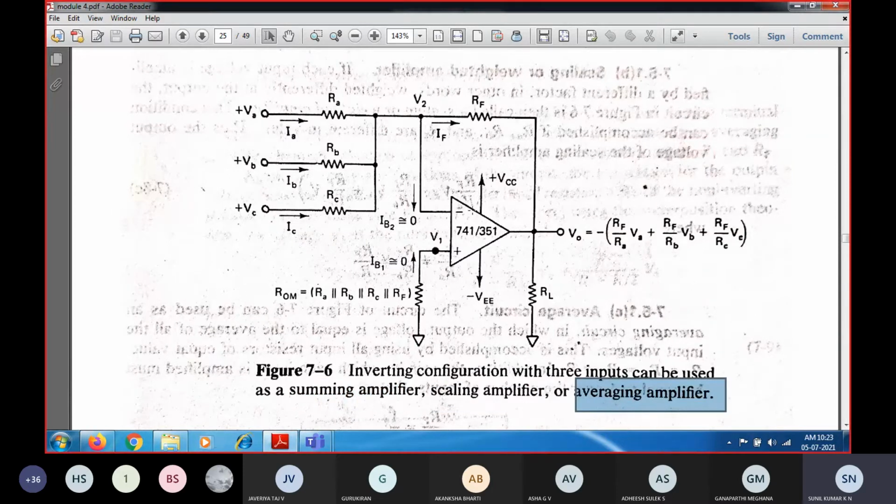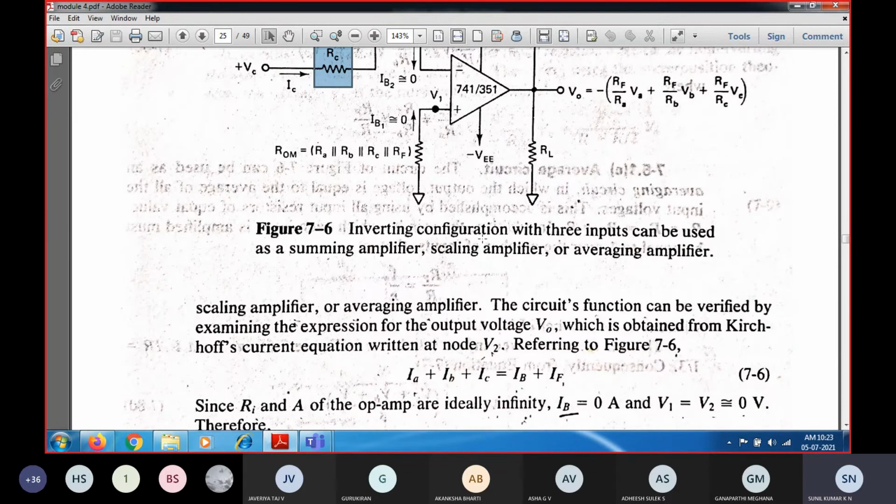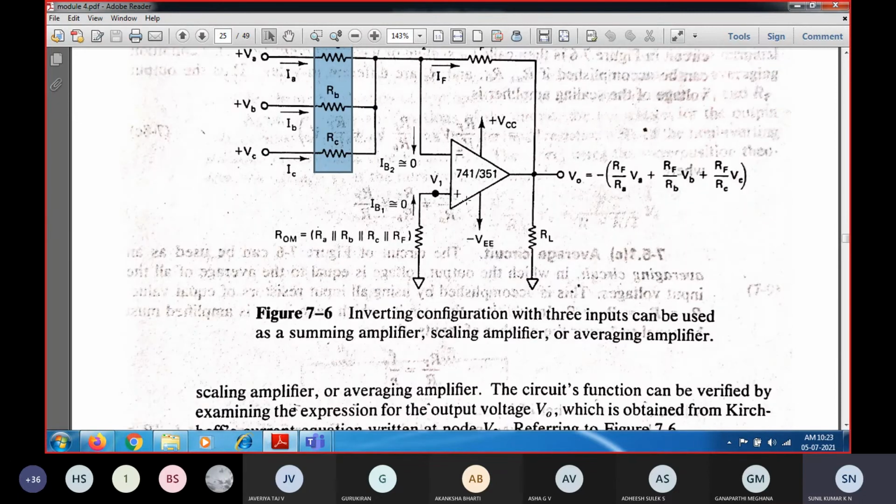With the same circuit, because you are not going to modify anything, the only modification is with respect to the resistance part. If you alter these resistance values, you can make this circuit function as a summer as well as a scaling as well as an averaging amplifier. So first thing is that you should know the values.